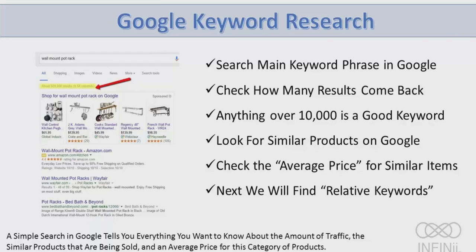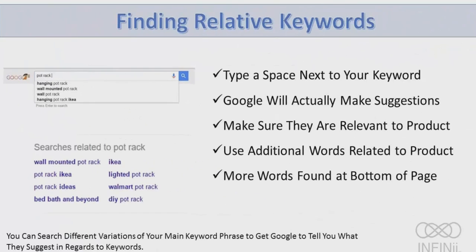Now let's find some relative keywords. This is the amazing thing about Google. Google will actually give you suggestions based on the keyword phrase you enter. In this example, I typed in pot rack, then added a space afterwards. Then you will see suggested keywords based on users that search Google. And another benefit is to scroll to the bottom of the page after you've done a search, where you will see additional related or relative keywords.